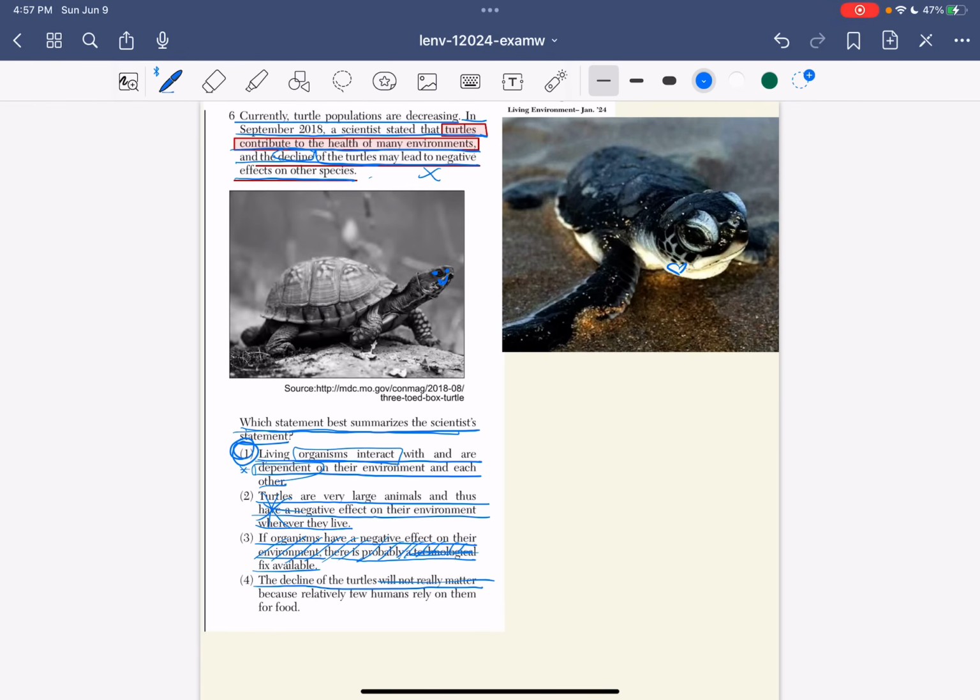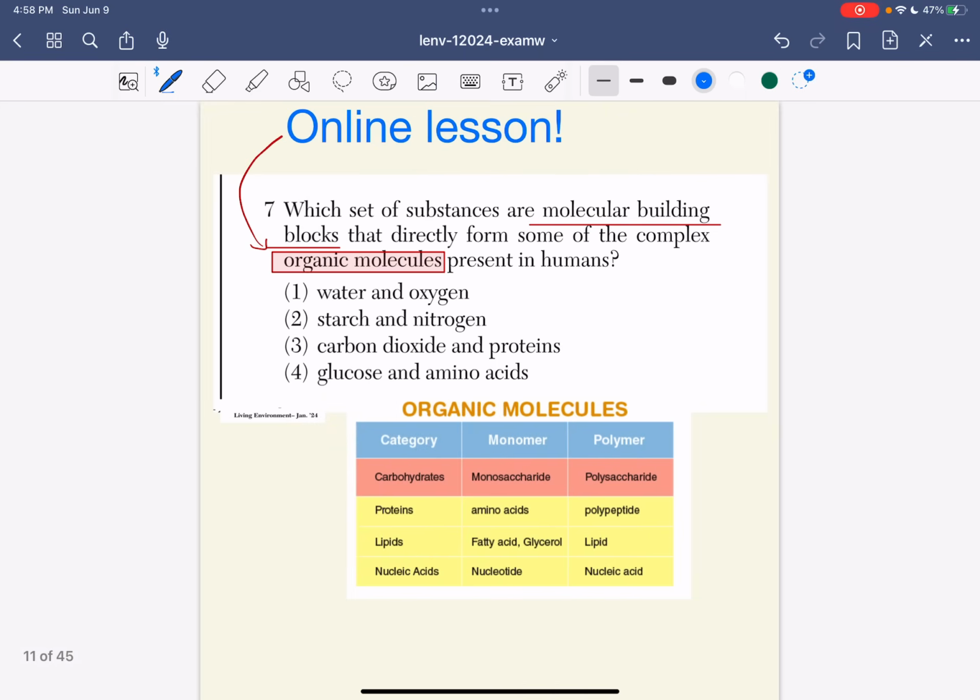Living organisms interact with and are dependent on their environment and each other. They depend on each other. These ecosystems depend on the life of the turtle.